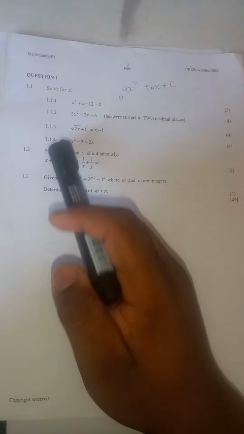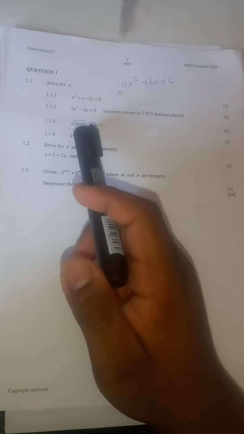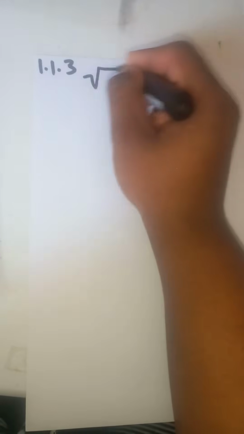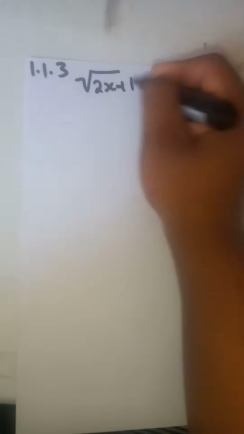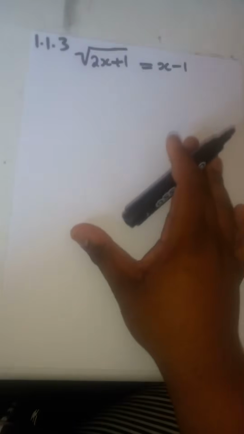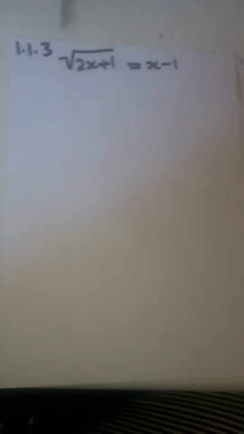On 1.1.3, it is a surd equation: the square root of 2x plus 1 equals x minus 1. In this case, you know the drill. We are going to start by removing the square root. So we have the square root of 2x plus 1 equals x minus 1. But remember, a root means a power of 1 over 2, so we are simply going to square in order to remove the square root. You know the drill, right?